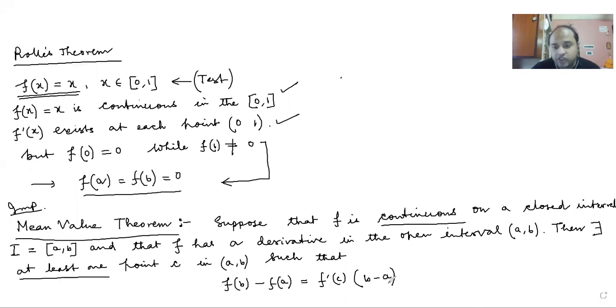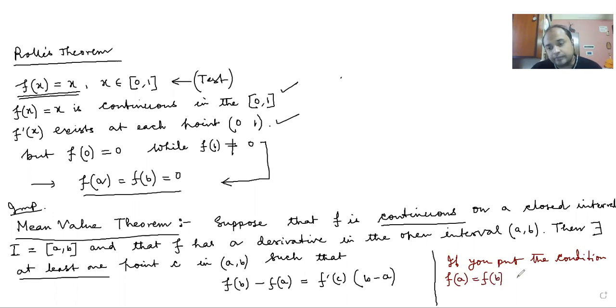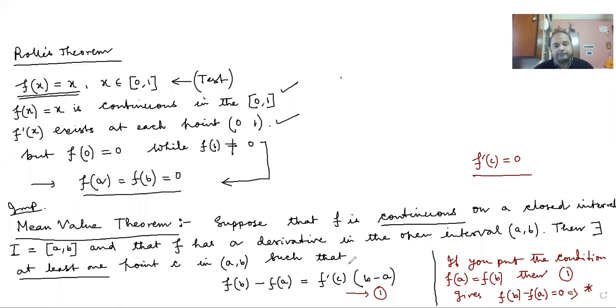Now, if you have this general view that f(b) minus f(a) equal to f'(c) into (b minus a), and at this stage you put the condition f(a) is equal to f(b), then equation 1 gives f(b) minus f(a) equal to 0, and that implies f'(c) equal to 0.